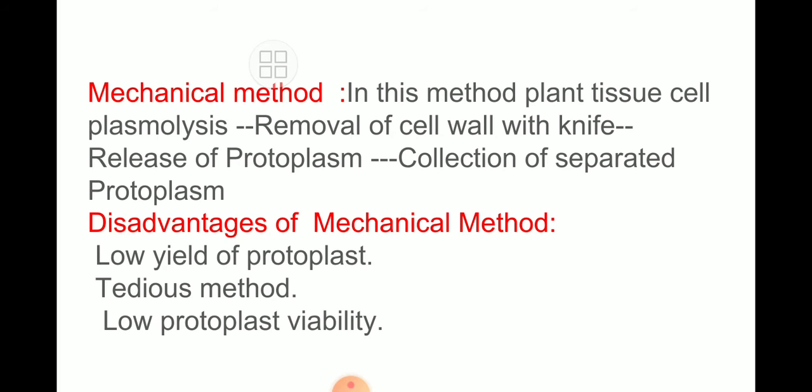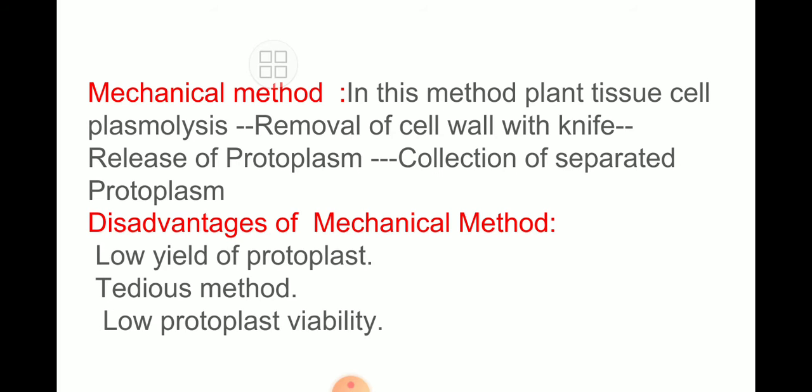Now the disadvantages of the mechanical method. As I have already said, here we have to use skilled workers, microscopes, and some instruments, and with their help we isolate the protoplast from the tissue or from the cell. The cell wall has to be removed with a knife, so skilled workers are required, and keen observation should be there with that worker. So there are a lot of disadvantages of the mechanical method, one of which is low yield of protoplast.